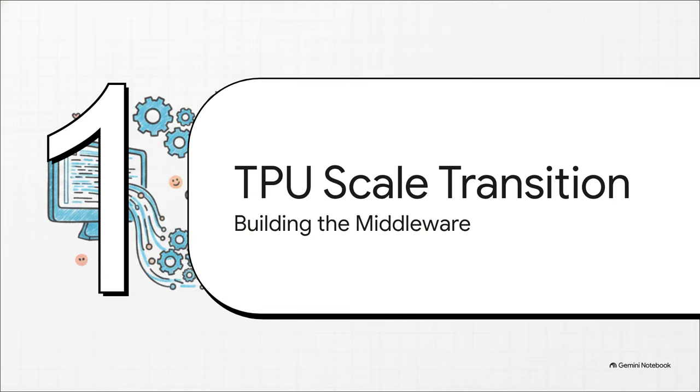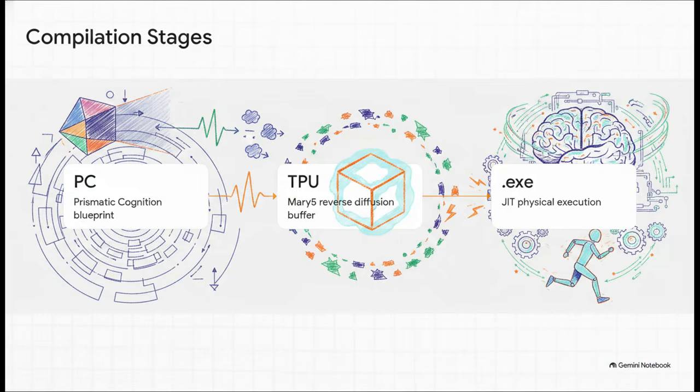Which brings us to Section 3, the TPU scale transition, building out the middleware. Let's see how this builds across three very precise compilation stages from the author's Unflattened Systems framework. Step 1 is PC, or prismatic cognition. Think of this as the theoretical blueprint. It's where the parameters are named.